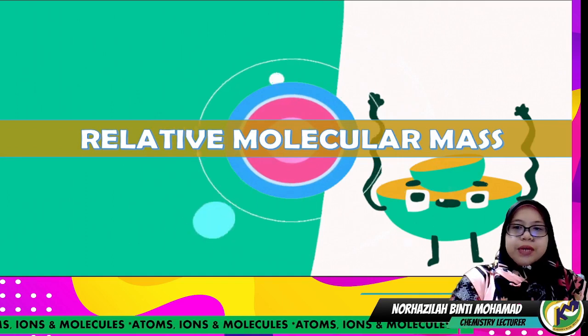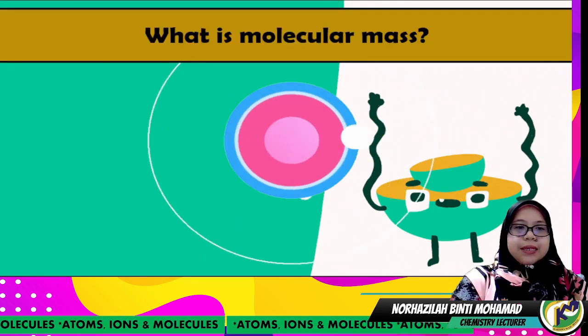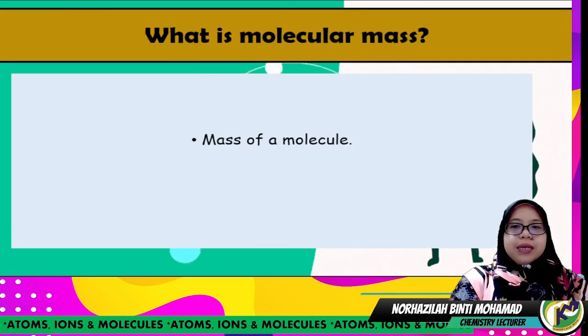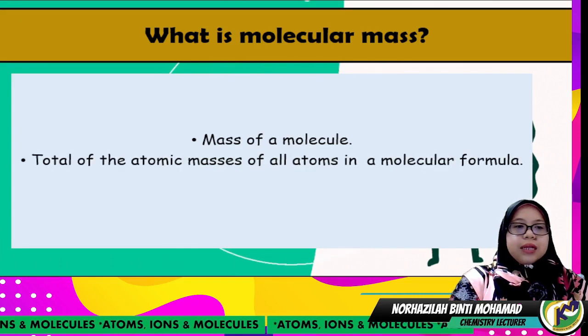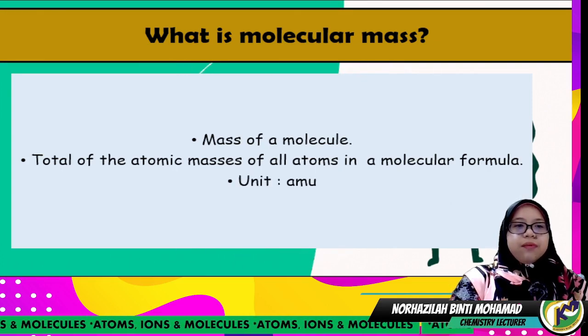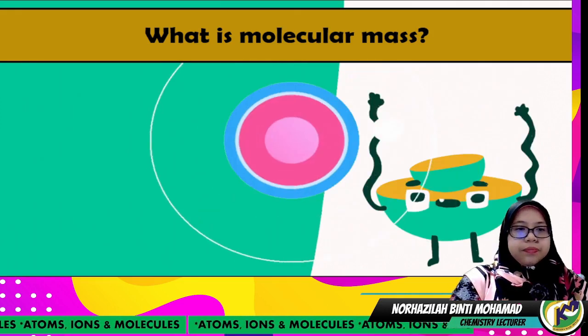Now we go to the next part, which is relative molecular mass. So what is molecular mass? Molecular mass is the mass of a molecule. So in total, it is the total of the atomic mass of all atoms in the molecular formula. And the unit is also AMU.